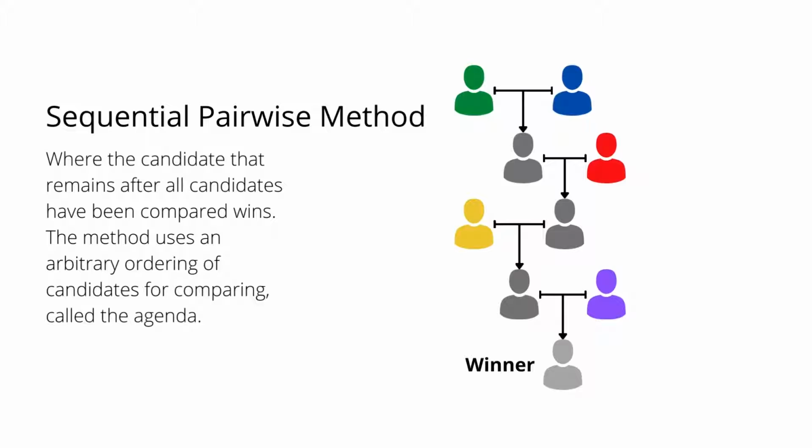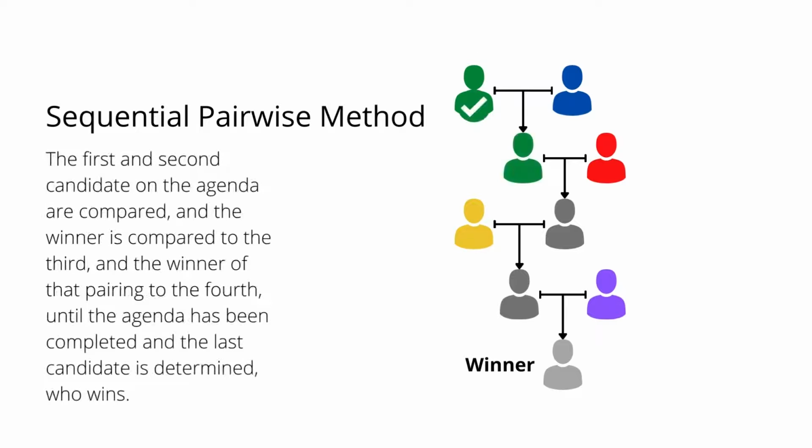Sequential pairwise method, where the candidate that remains after all candidates have been compared wins. The method uses an arbitrary ordering of candidates for comparing called the agenda. The first and second candidate on the agenda are compared, and the winner is compared to the third, and the winner of that pairing is compared to the fourth, until the agenda has been completed and the last candidate is determined who wins.